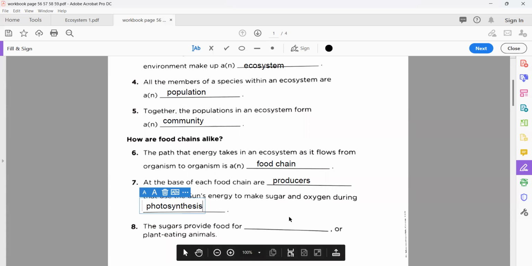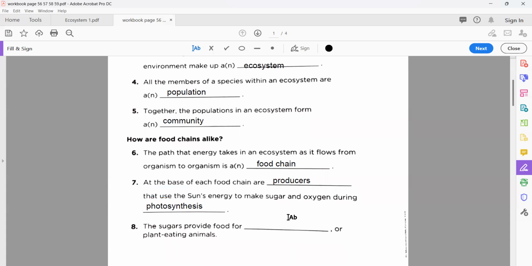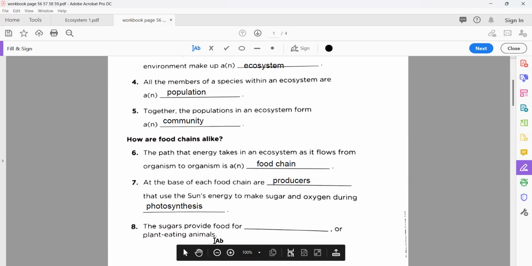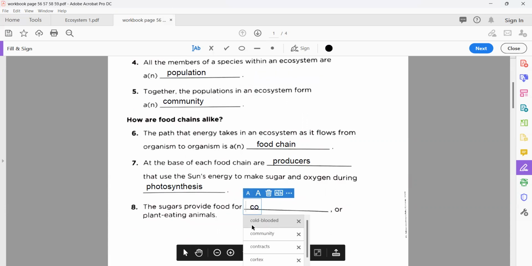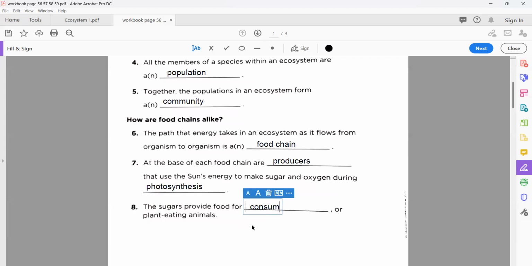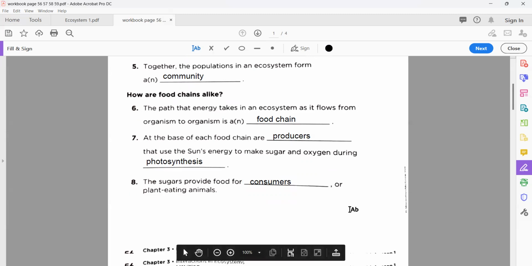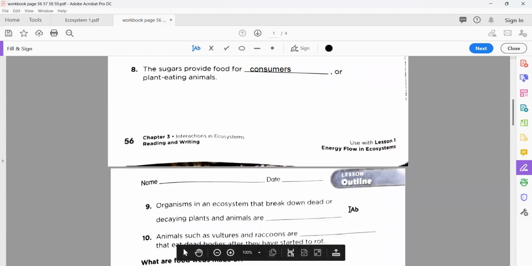Excellent. Now blank number 8. The sugar provides food for dash or plant-eating animals. That is provided for those who use them, basically who consume them. So what do we call them? Consumers. Okay, that's the correct one. Now let's move to the next page.